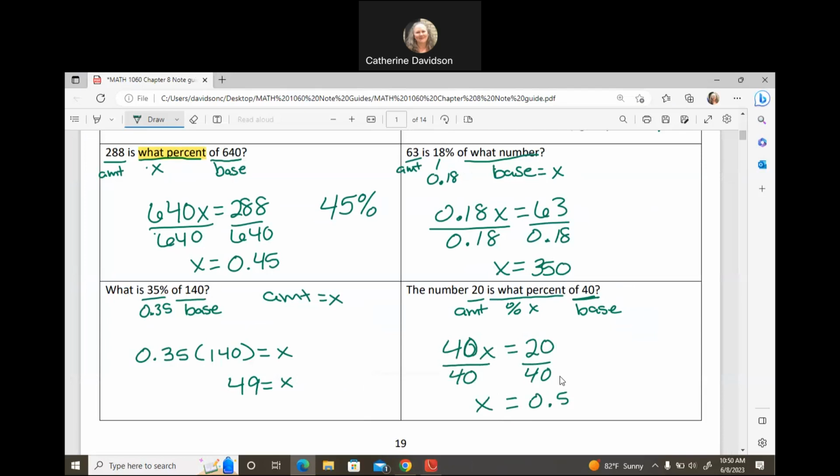Again, they want to know what percent. So for this one, we're going to have to convert this to a percentage. So you multiply 0.5 by 100 or move the decimal 2 places to the right. So that's going to be 50%. 20 is 50% of 40.